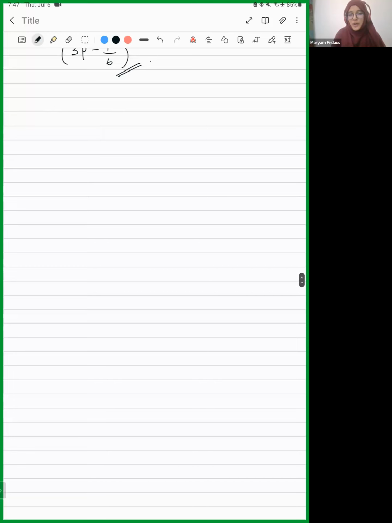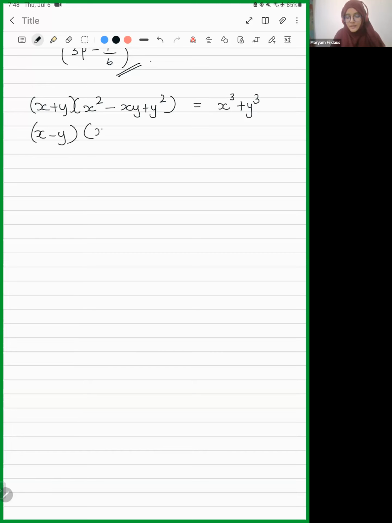Question number 9. Do you think you can do it on your own? It's very easy, very simple. You just have to multiply whatever is in those two brackets. And then you will get what is there on the left hand side. We can write these as identities, okay? x plus y multiplied by x square minus xy plus y square is equal to x cube plus y cube. And x minus y, x square plus xy plus y square, gives us x cube minus y cube.